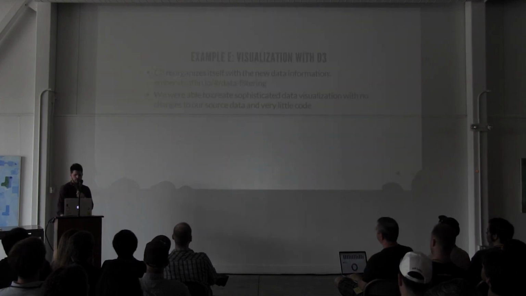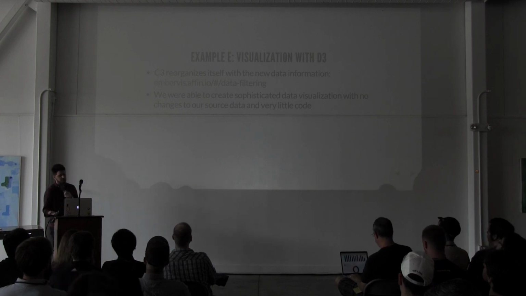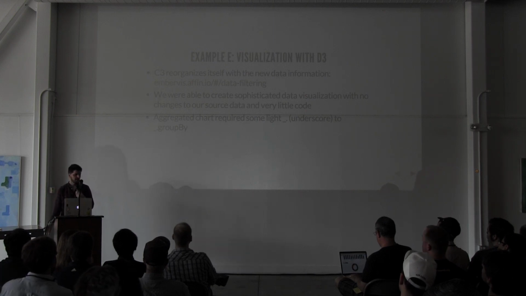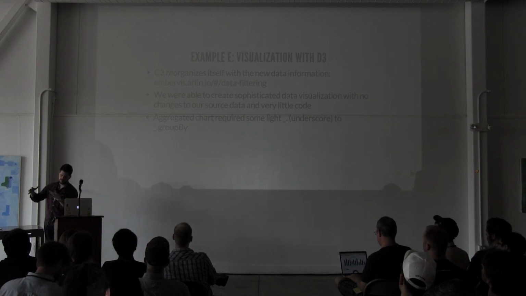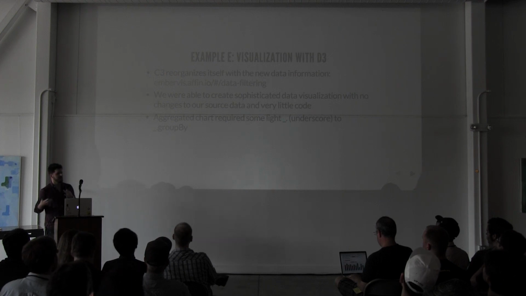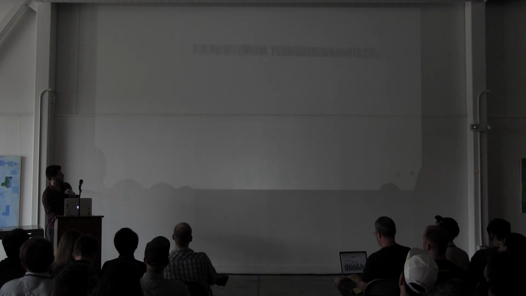Sweet. So we're able to create pretty sophisticated data visualization with no changes to our source data and relatively little code. The aggregated chart required a little bit of underscoring to use groupBy. So that just helps us say, look at the totals for this team versus that team. But otherwise, our data didn't really change, and we're basically passing in the exact same data array to both components. It's just handling it different ways.